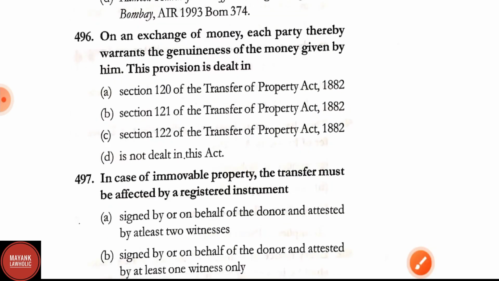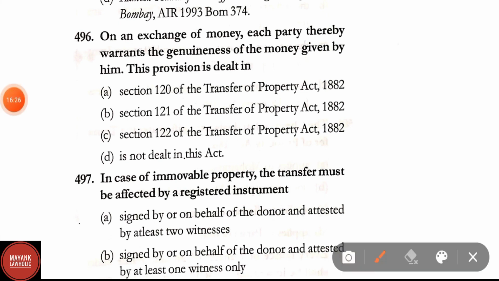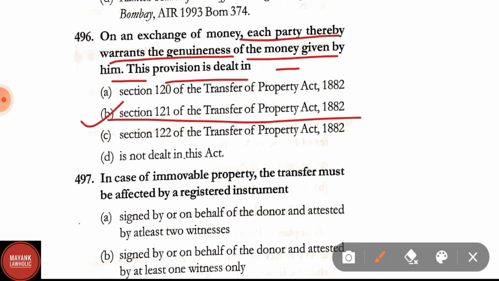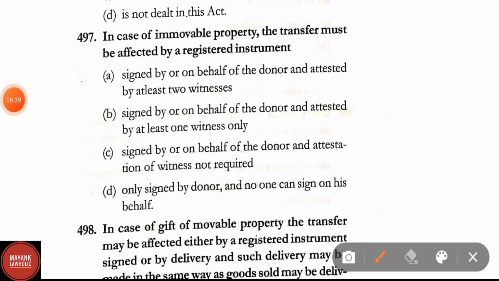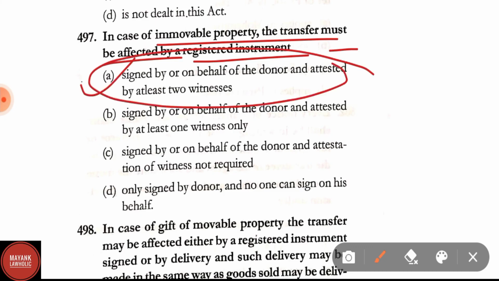Question number 496. On an exchange of money, which party warrants the genuineness of the money given by him? The provision is dealt in, correct answer is option B, that is section 121 of the Transfer of Property Act. Question number 497. In case of immovable property, the transfer must be effected by a registered instrument signed by or on behalf of the donor and attested by at least 2 witnesses. This is the right answer.